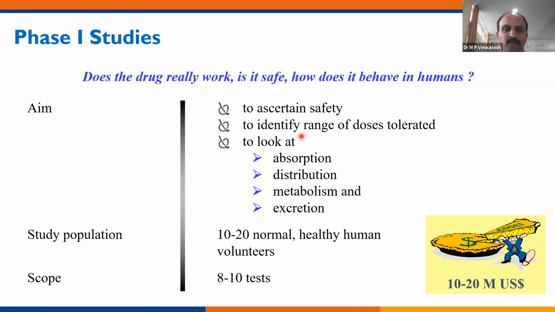For deriving all the above information, the study subjects, that is the human volunteers, we take about 10 to 20 normal, healthy human volunteers. To do these activities, we conduct some 8 or 10 tests to check the actual activity. The cost incurred is 10 to 20 million US dollars. So it is not a small amount of money. It is a very huge thing. Even though the number of patients is only 10 to 20, the expense is very high.